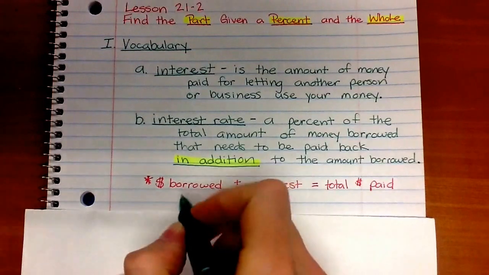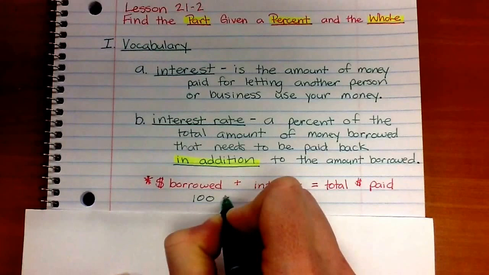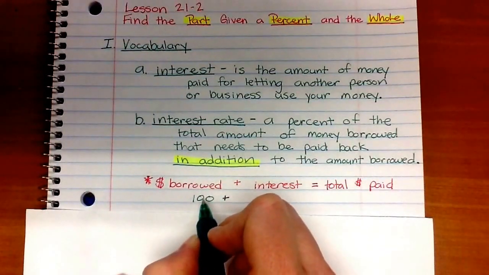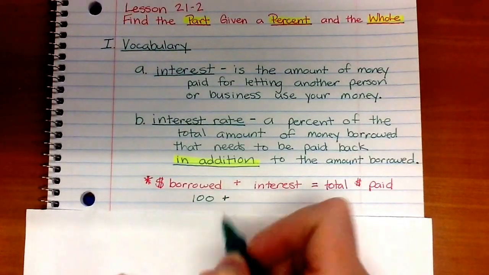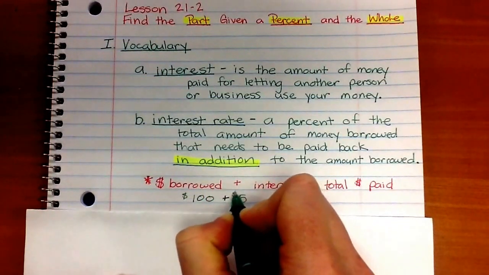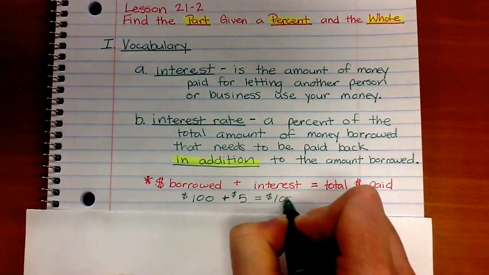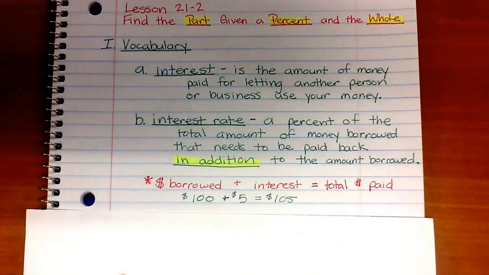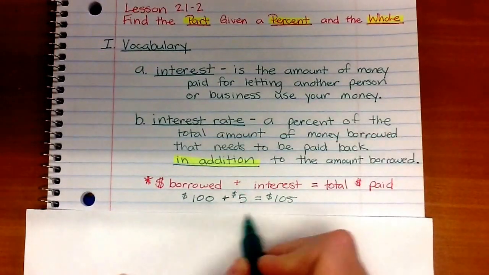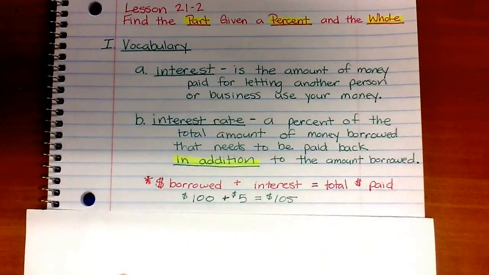And so like I said, if I borrowed $100 and I borrowed it at a 5% interest rate, 5% of 100 would just be 5. So I would have $100 plus the $5 of interest, meaning that I would have paid a total of $105 in order to borrow that 100. And that's kind of what interest rate is. It's just additional money that you have to pay back when you borrow money from a business or a person.